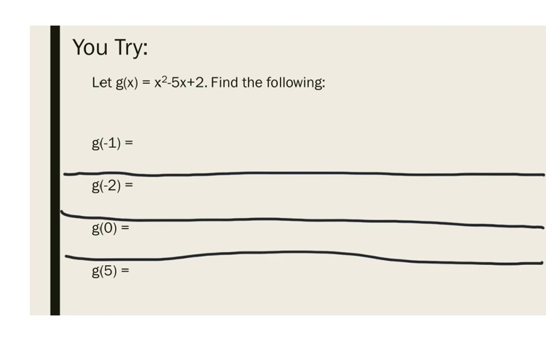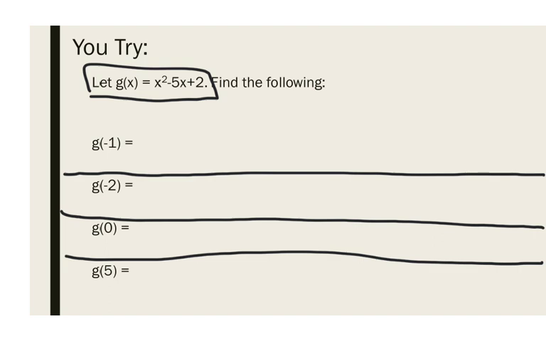So these are some You Try problems, so it might be helpful to pause the video, try these on your own, then come back and watch the video and see if you had those correct. So if I look at problem number 1 here, notice first off in the directions, it's giving you this function. Let g of x equals x squared minus 5x plus 2.